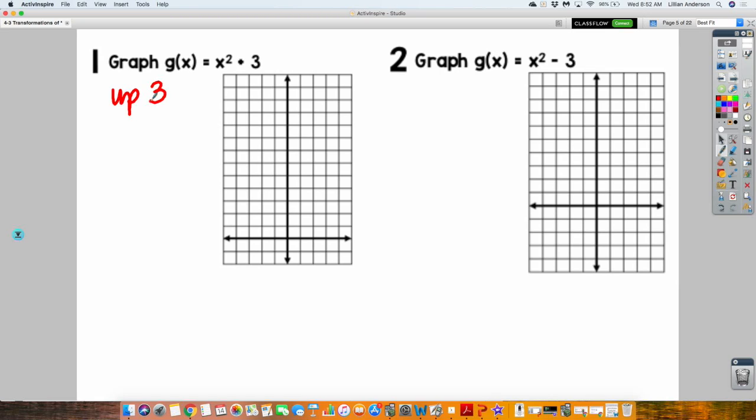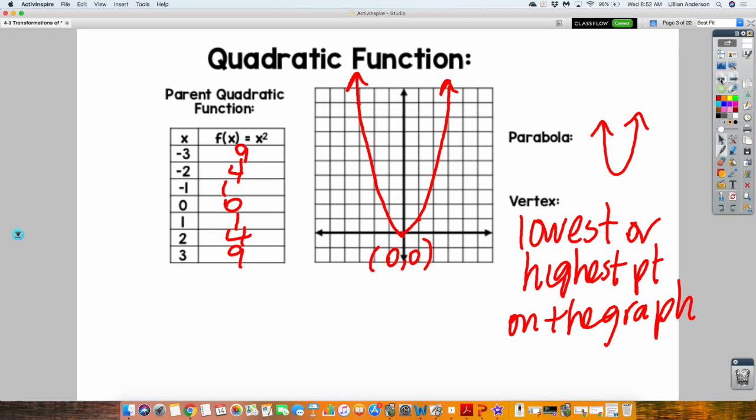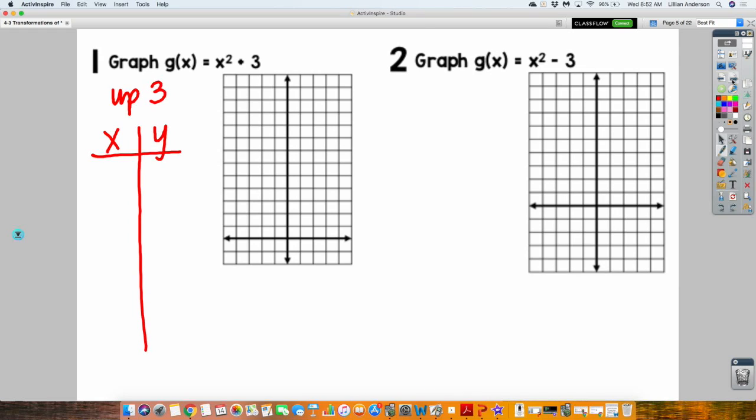So that's one thing. I may even ask you to create the table to represent this, okay? That means you're going to take the original table here, and you're going to move the graph up 3 units. Now, if I move the graph up 3 units, does that affect my x's or does that affect my y's? It affects your y's, okay? It always will affect your y's. k always affects your y's.